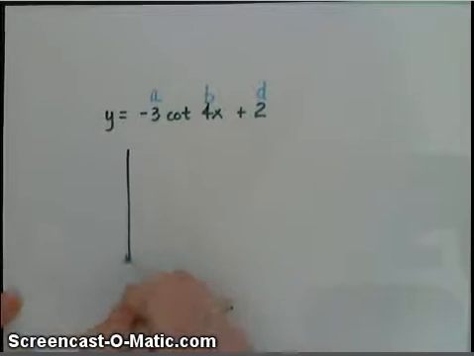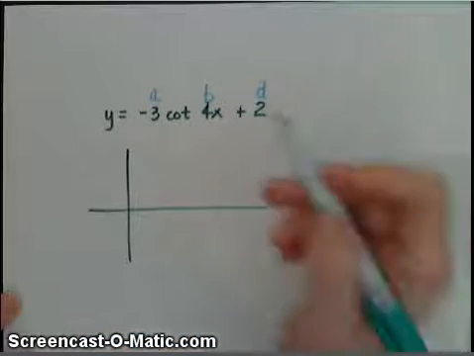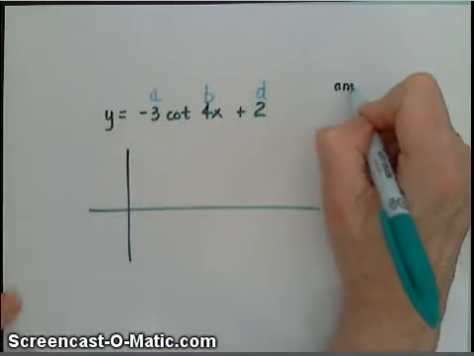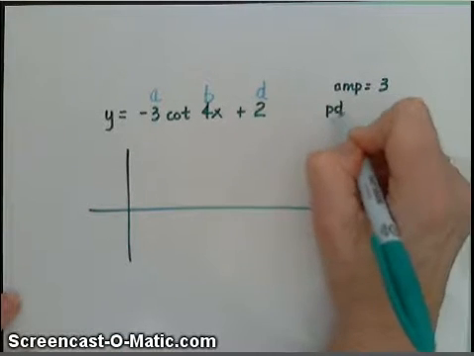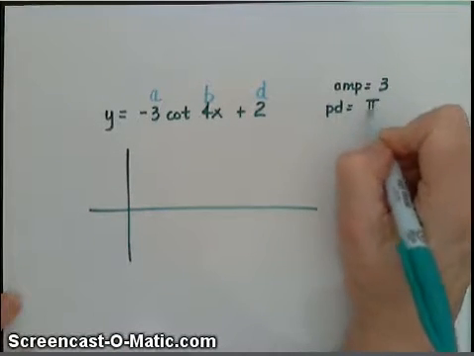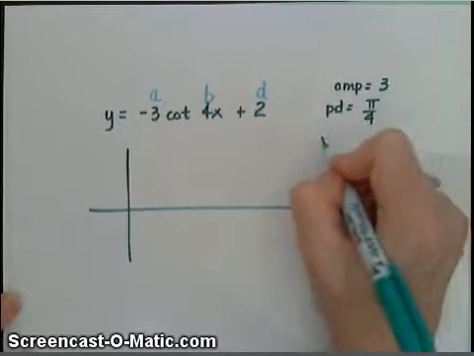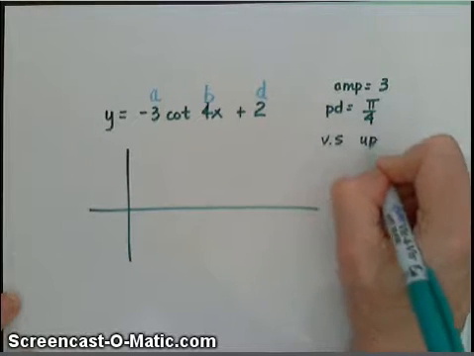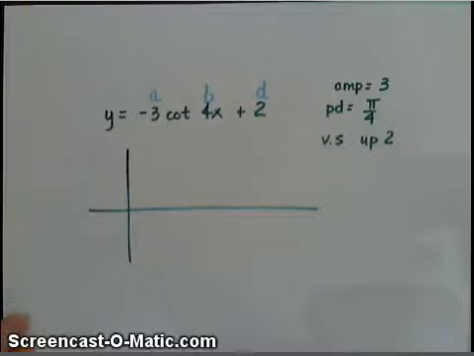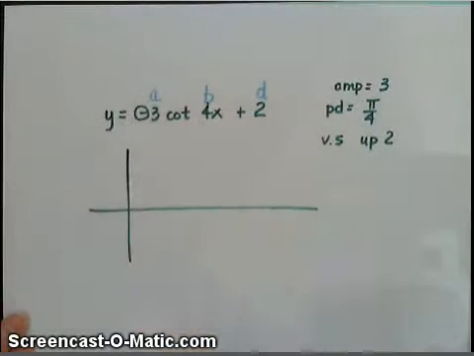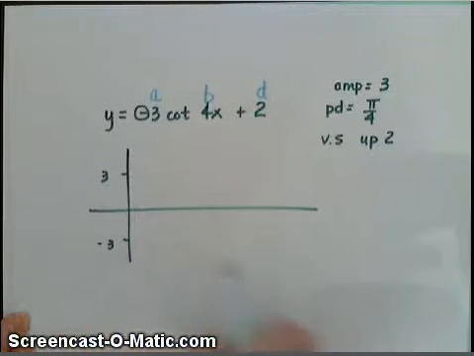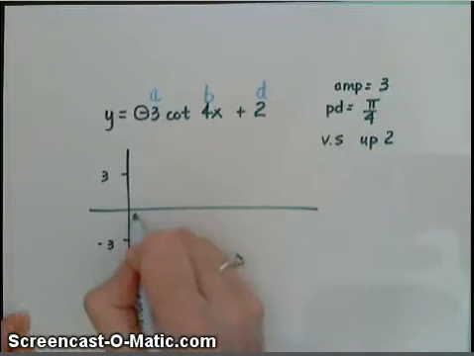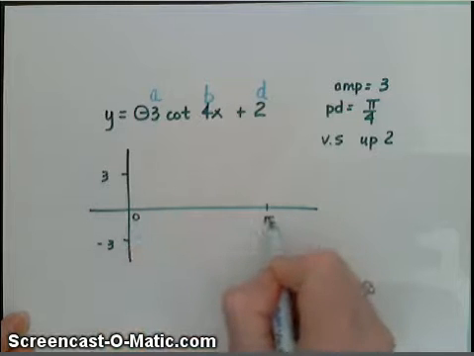So the first thing I'm going to do is stretch out my period. My amplitude is -3, or 3. My period, this is cotangent, is pi over 4. My vertical shift is going to be up 2. There is no horizontal shift. And it is, as you can see, negative. So the first thing let's do, let's put the amplitude on there, 3 and -3. And let's stretch out a period, 0 to pi over 4.